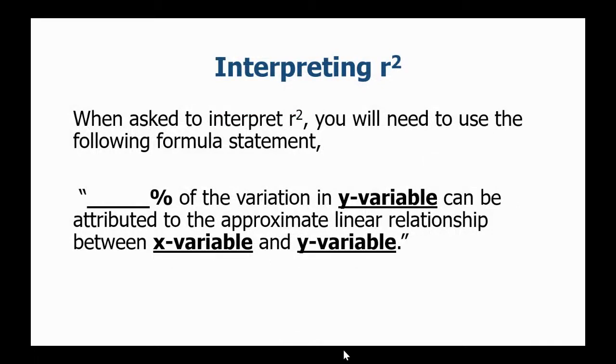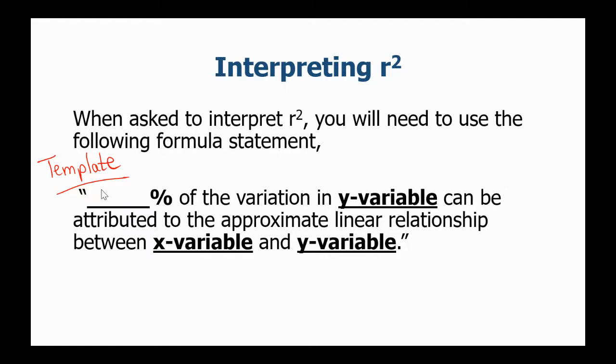Okay, so how do we interpret it? When asked to interpret R squared, you'll need to use the following template. We call these templates. So this is your template, especially if you're AP. And even dual credit uses this template. You'll use it for 2 and 3. This is essentially part B. Blank percent of the variation in your Y variable can be attributed to the approximate linear relationship between the X and the Y.